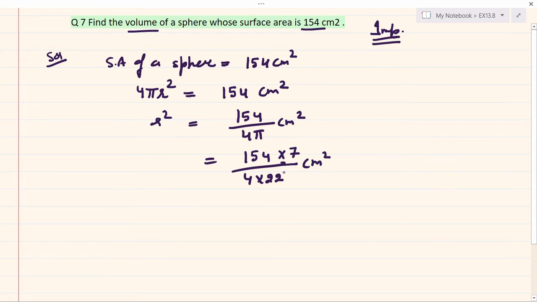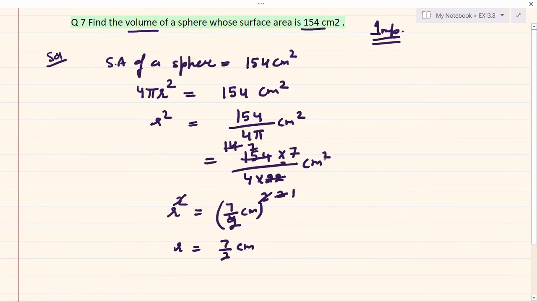There is no need to explain how this 7 will come here in the numerator, because we have already done a number of questions and we know how to do this. Now I am cancelling these numbers by 11. 11 2s are 22, 11 1s are 11, and 11 4s are 44. 2 1s are 2, and 2 7s are 14. Now r square equals 7 upon 4 centimeter, that is 7 upon 2 centimeter whole square, because 7 into 7 means 7 square, and 4 is equal to 2 square. So I have converted the right side number as a power of 2, because I have to find the value of r. So the square will cancel with this square, and r is equal to 7 by 2 centimeter, right?